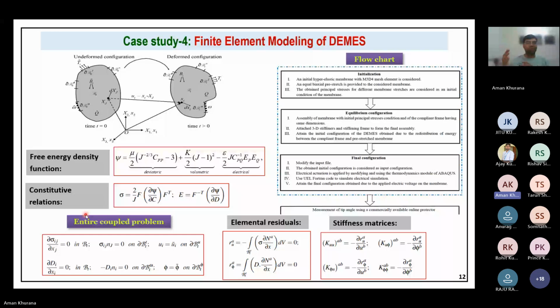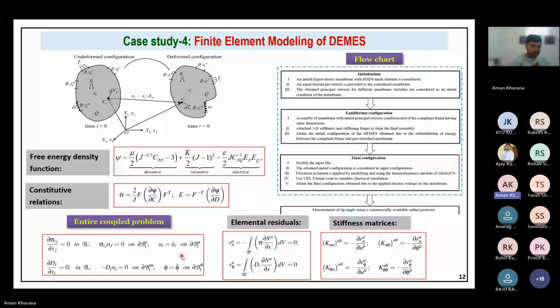We use Abaqus software. In Abaqus, we develop a user-defined element. Why a user-defined element? Because in Abaqus, we don't have an inbuilt electromechanical coupled element, so we have to define an element that has electromechanical coupling. We use an entire coupled problem: one is the mechanical domain, and one is the electrical domain. I am not going into detail on that.